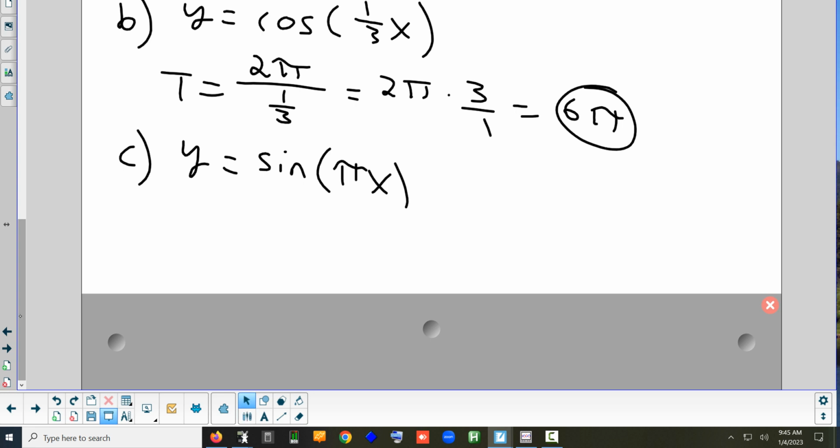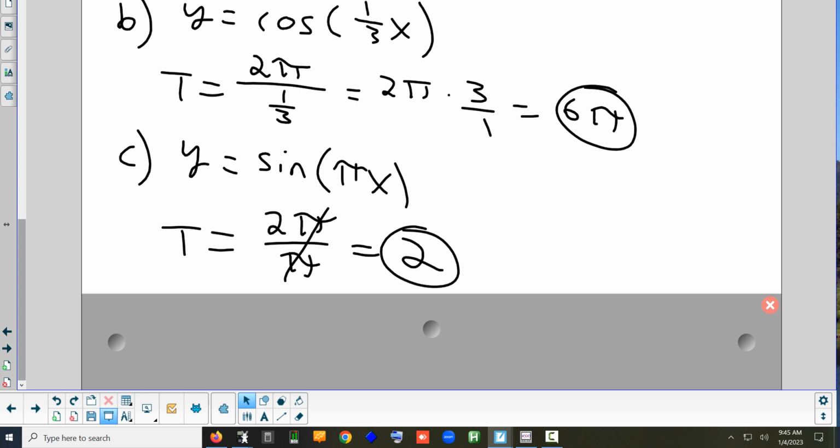All right, let's look at this one: sine of pi x. To find the period, what number goes in the top? 2 pi. And what number goes in the bottom this time? Yep, pi. That gives me a period of 2. It's the first time we've ever seen a period that doesn't have a pi in it. But that can happen.